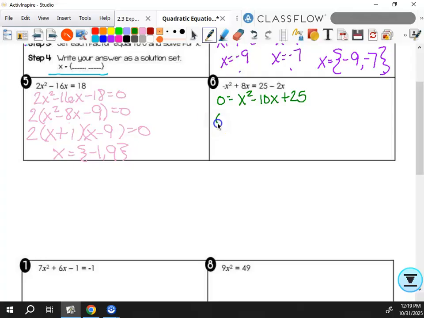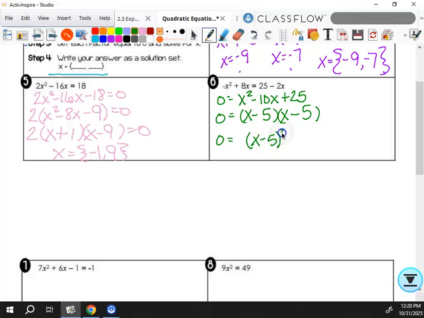So a is 1. Once again, we can just start here. Got x and x. 25 is positive, so the signs are the same. 10 is negative, so it is minus, minus. What are my two numbers? 5 and 5, right?